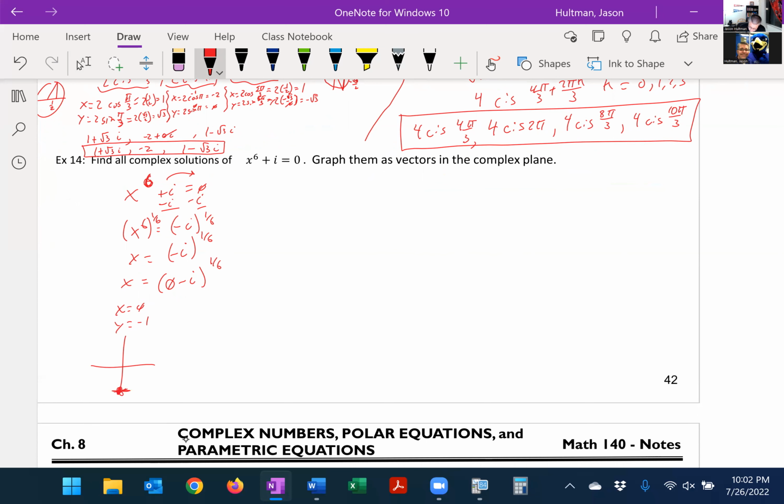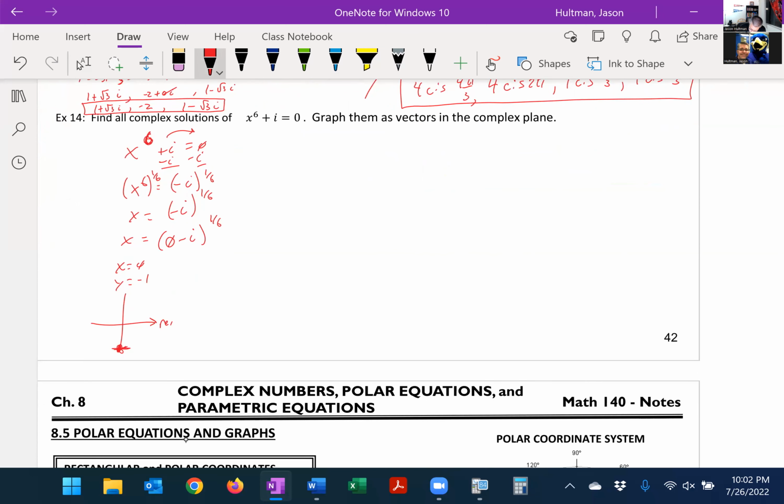Where on the real axis, I'm at 0, and the imaginary axis, I'm at negative 1. Okay, so maybe I'll put a dot in black where that's located. It's located right there. And so if I were to change this to trigonometric form, what would it be? Well, what's the radius? The radius, the length, is 1. So r is equal to 1 here.